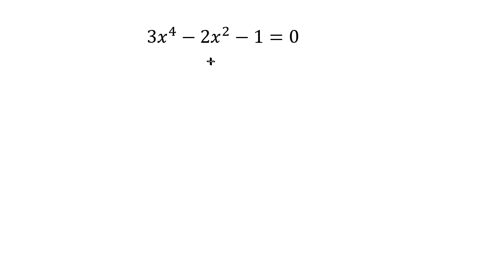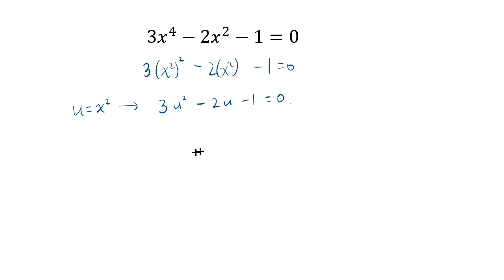Here is a fourth order equation. However, if you see that x squared squared is x to the 4, then you can solve this by using substitution. So you can say u is equal to x squared, then rewrite this equation as 3u squared minus 2u minus 1 equals 0. Let's apply the quadratic formula.